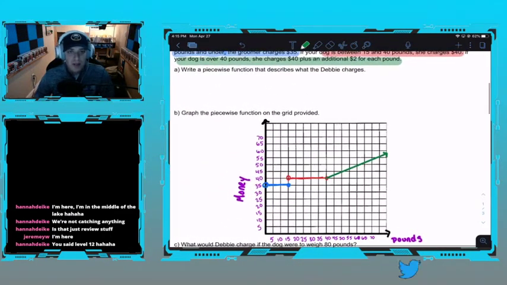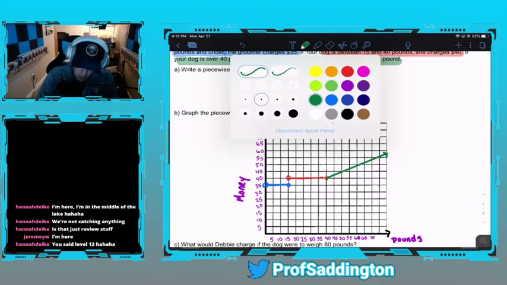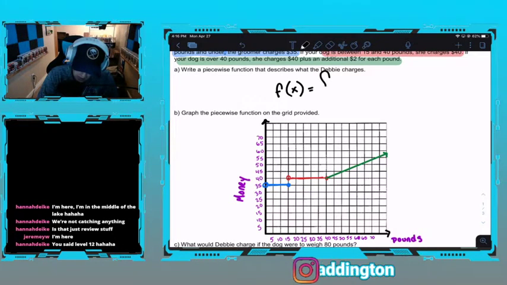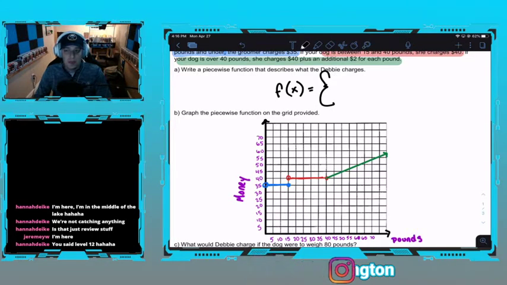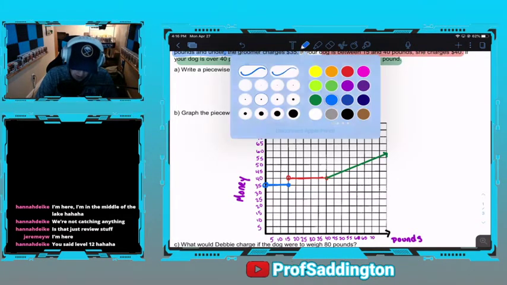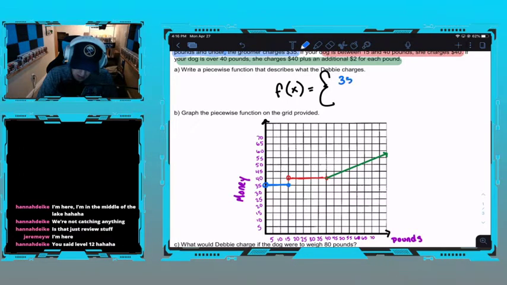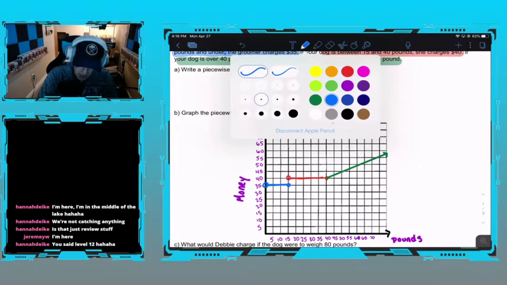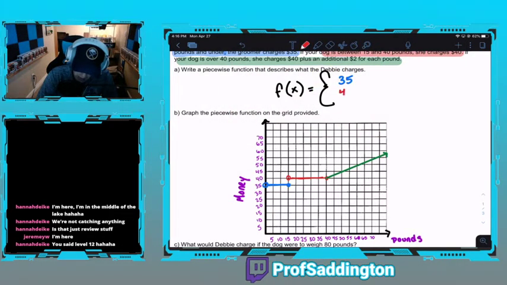So now that the graph is created, I'm going to go back to part A. When we do piecewise functions, I'm just going to write f of x is equal to, and then we got our little squiggly bracket. So we have three functions. We just have to state what all three of those lines are. The first two are going to be easier than the green one because they're horizontal lines, and horizontal lines are just whatever the number is. So the first one was $35 because it's passing through 35. The second one was on 40, so I can put that one down.